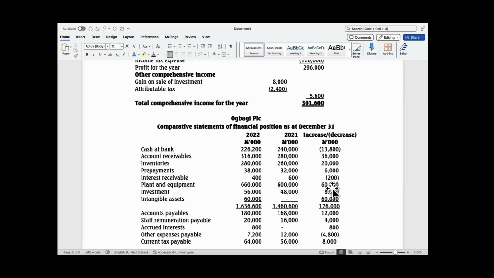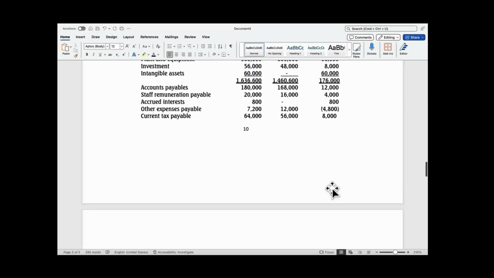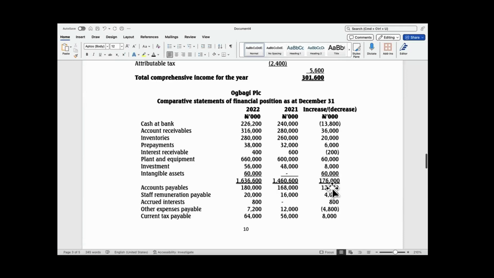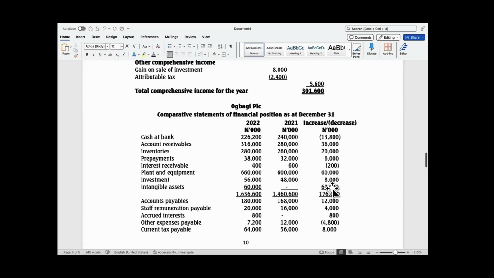Okay. I don't know how you're going to figure that out in the exam. Sorry, is it like a revaluation surplus kind of thing?